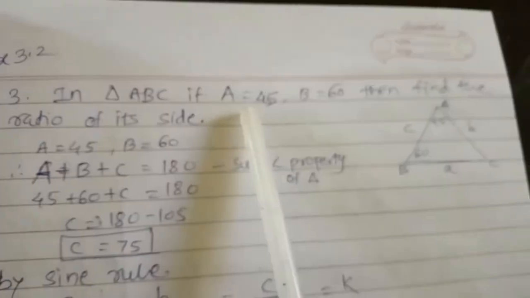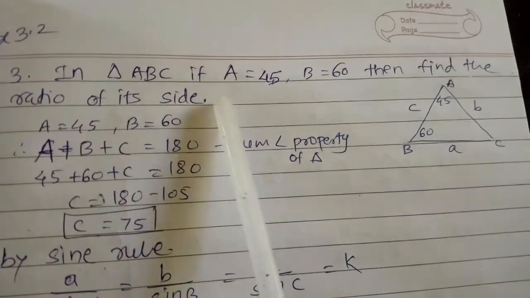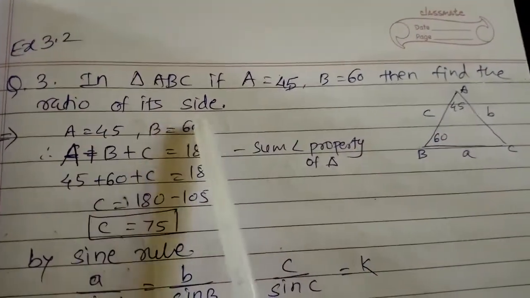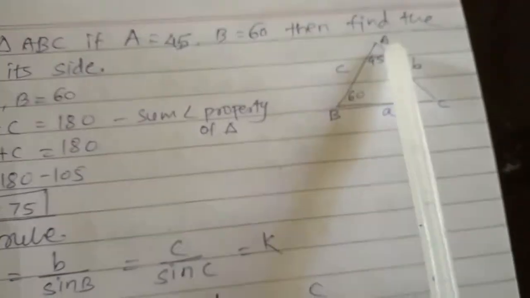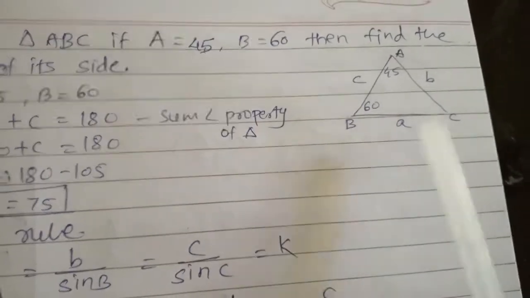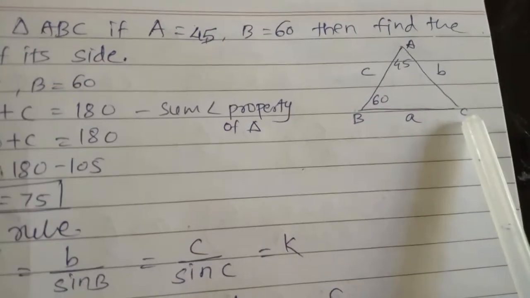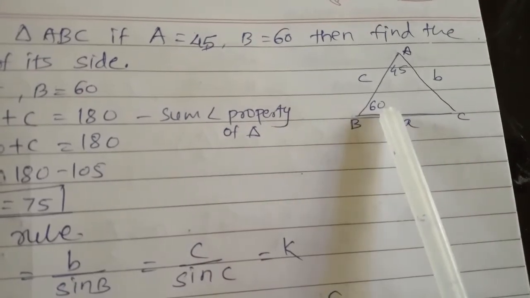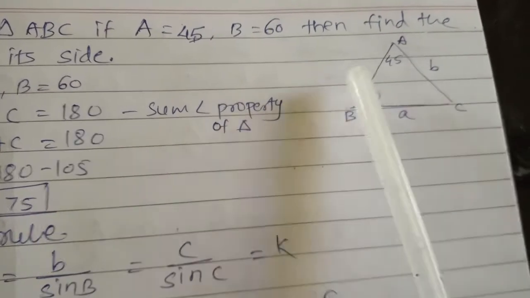In triangle ABC, you know that capital letters denote the angles. A is 45 degrees, B is 60 degrees, then find the ratio of its sides. The sides are denoted by small letters. Here I draw triangle ABC. The side opposite to angle A is small a, the side opposite to angle B is small b, and the side opposite to angle C is c. We are given A is 45 and B is 60, and we have to find the ratio of the sides of the triangle, that is a is to b is to c.